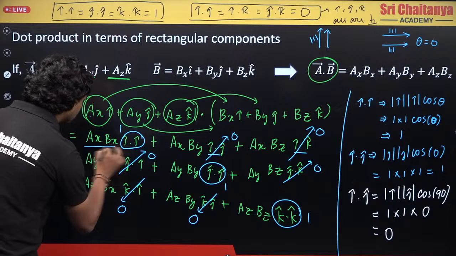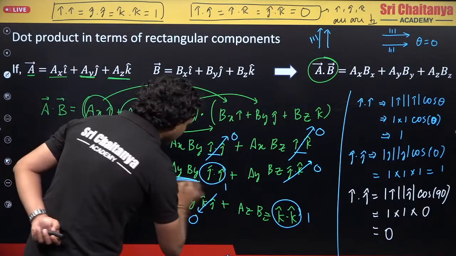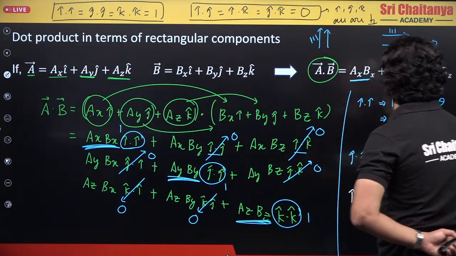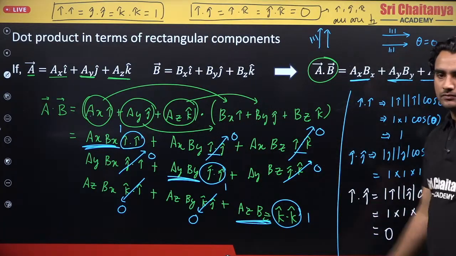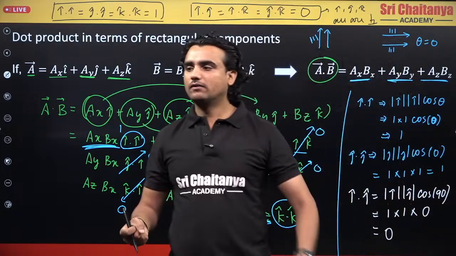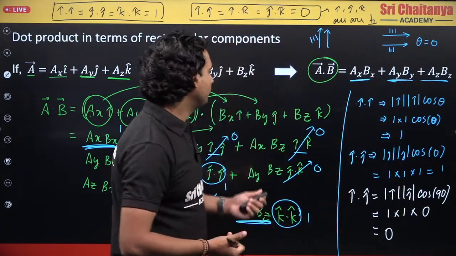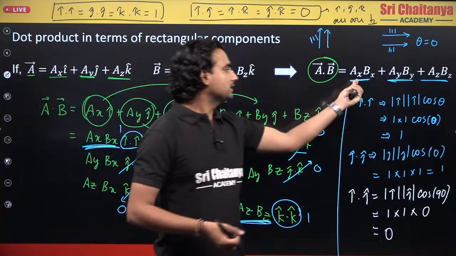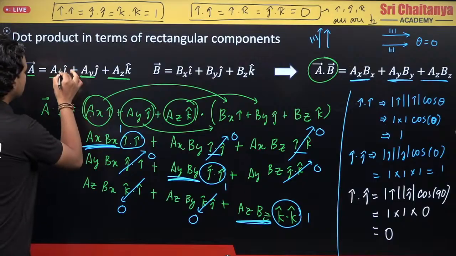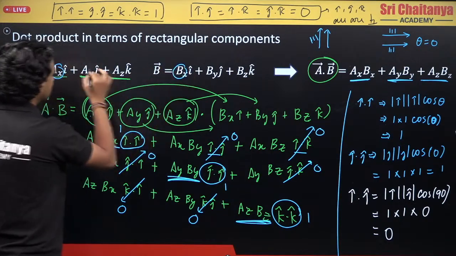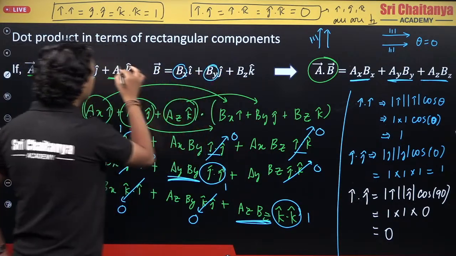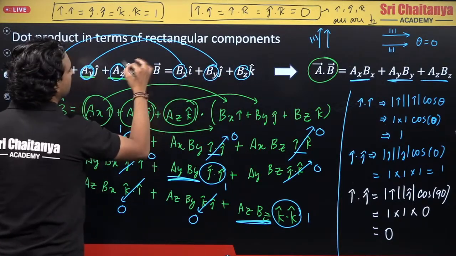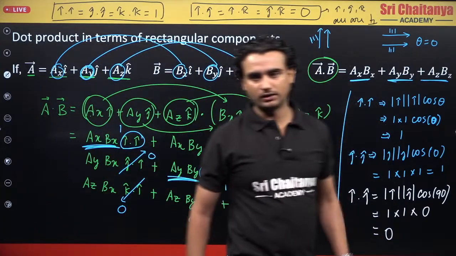So finally, what are the terms left? The terms which are left are ax bx, ay by, and az bz. So this is what you have to remember: the dot product a dot b is just multiplying these coefficients, ax bx, ay by, az bz. Multiply this with this, this with this, and this with this, and you will get your dot product. Clear?